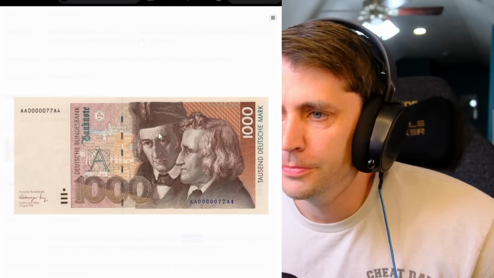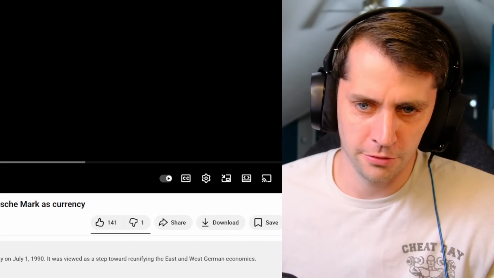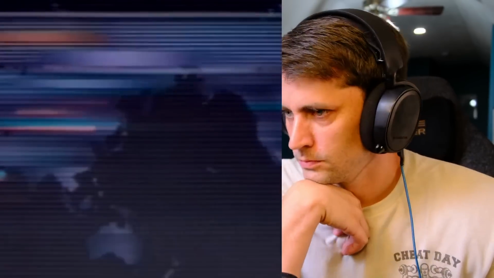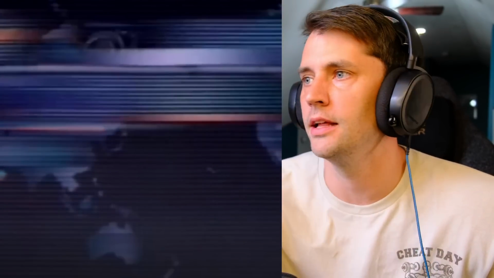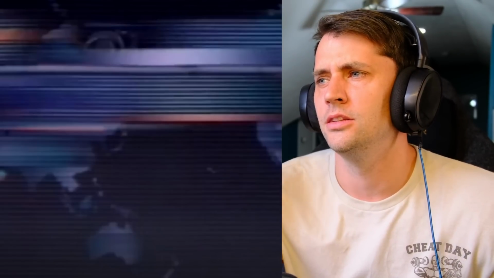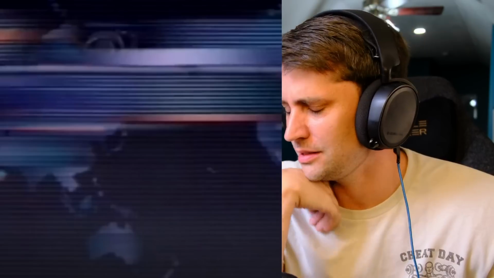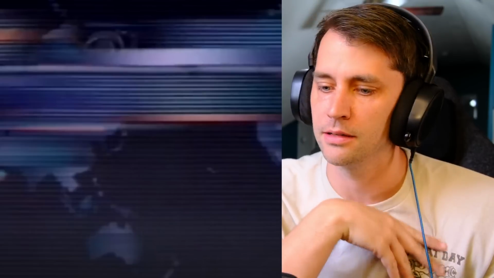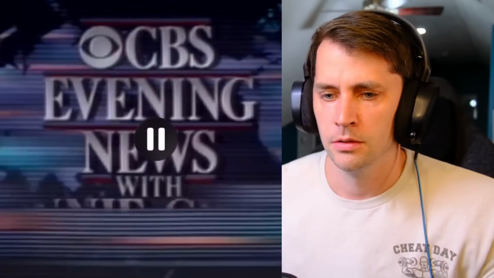Wow, that's really cool. All right, now a bit of history again here. East Germany accepting Deutsche Mark as currency, and this is from the small and up-and-coming CBS News. This is the tail end of the end, guys. In fact, isn't this the year the Deutsche Mark was obsolete? So East Germany just starts accepting it, and then they're like, okay, never mind. It's over. CBS Evening News. No more Deutsche Mark.